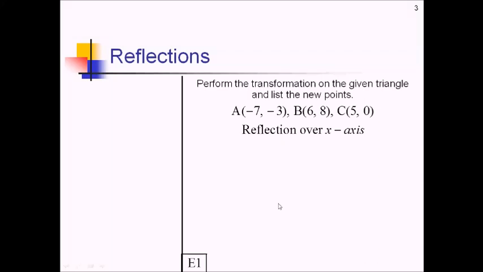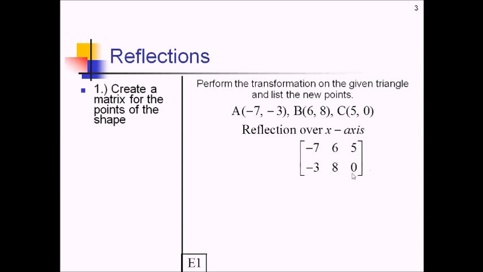Our first application we'll look at is how to perform a reflection with a matrix. So let's say we have the points of a triangle, and we want to reflect that over the x-axis. How do we do that with a matrix? The first step is we need to write a points matrix for this shape. Again, the top row is going to have all the x values, bottom row has all the y values. So for this one, we're going to have a matrix whose top row is -7, 6, and 5, and whose bottom row is -3, 8, and 0, right here.